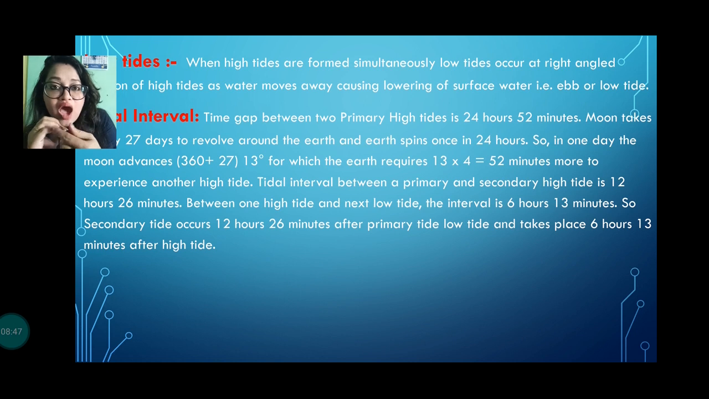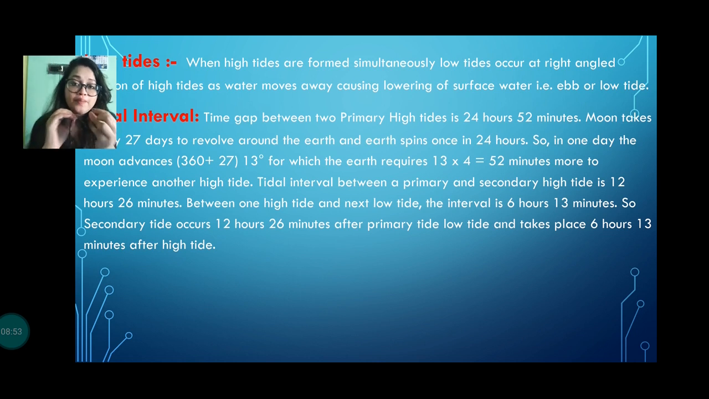Once the earth faces the moon, a place like this place is facing the moon in the morning, at 6 a.m. Then 12 hours 26 minutes later, this place again faces another primary and secondary tide. So between primary and secondary tides there is a difference of 12 hours 26 minutes. And between one high tide and the next low tide there is an interval of 6 hours 13 minutes. So the secondary tide occurs 12 hours 26 minutes after the primary tide, and the low tide takes place 6 hours 13 minutes after.